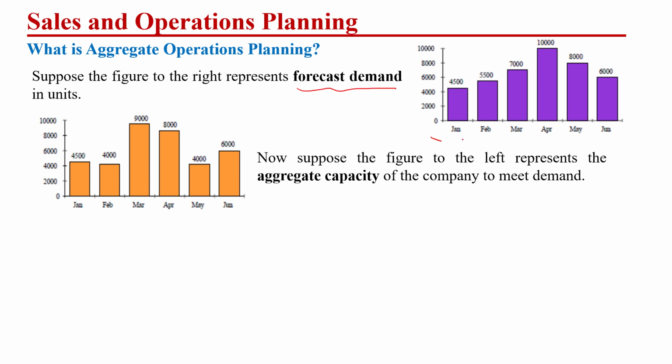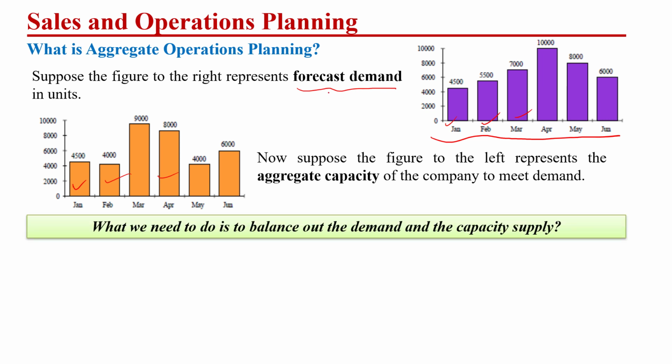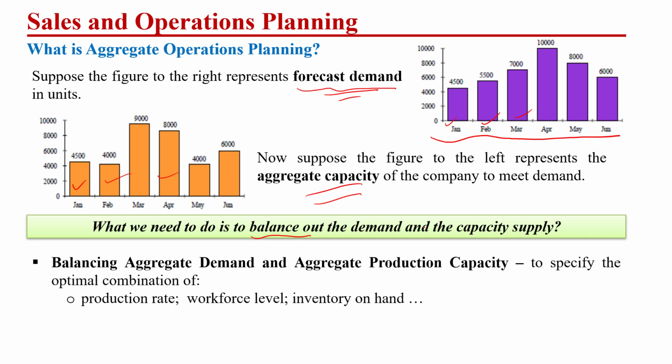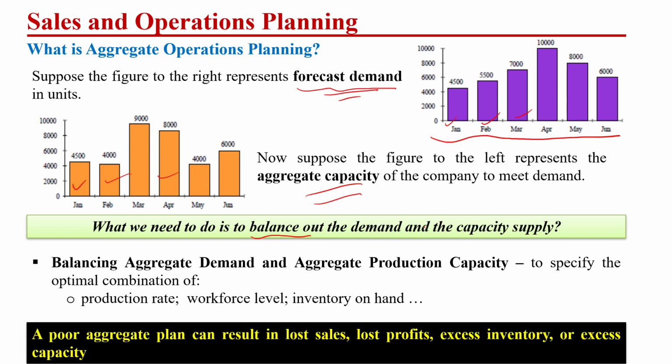Let's say this is the forecasted demand for January, February, March, and against every particular month we have the capacity. What is our objective in the aggregate production plan? We have to meet this demand and supply, which means there should be some balance between the demand and capacity, while we minimize our total cost. That is basically the ultimate objective of the aggregate production plan.